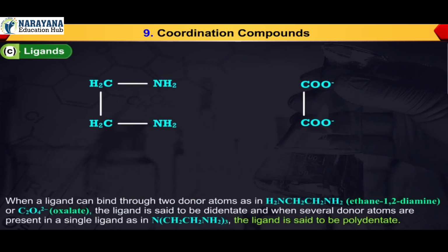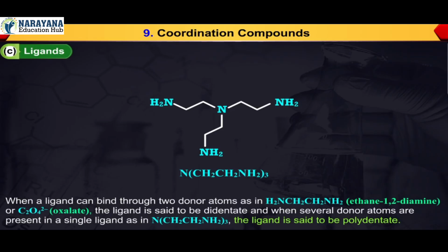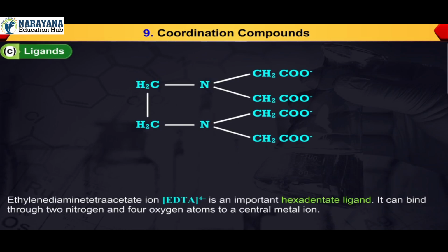When a ligand can bind through two donor atoms as in H2NCH2CH2NH2, that is ethane-1,2-diamine, or C2O4 2-, that is oxalate, the ligand is said to be didentate. And when several donor atoms are present in a single ligand as in N(CH2CH2NH2)3, the ligand is said to be polydentate. Ethylenediaminetetraacetate ion, that is EDTA 4-, is an important hexadentate ligand. It can bind through 2 nitrogen and 4 oxygen atoms to a central metal ion.